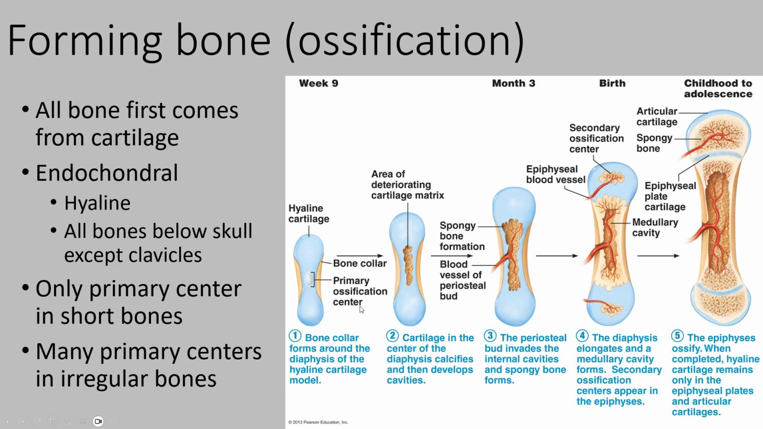Now, this is for a long bone, but in short bones, it's a little bit different. Irregular bones, it's a little bit different, but it still follows the same basic path. And again, what you need to know is endochondral ossification begins with hyaline cartilage models, and it happens in all of the bones below the skull except for the clavicles.